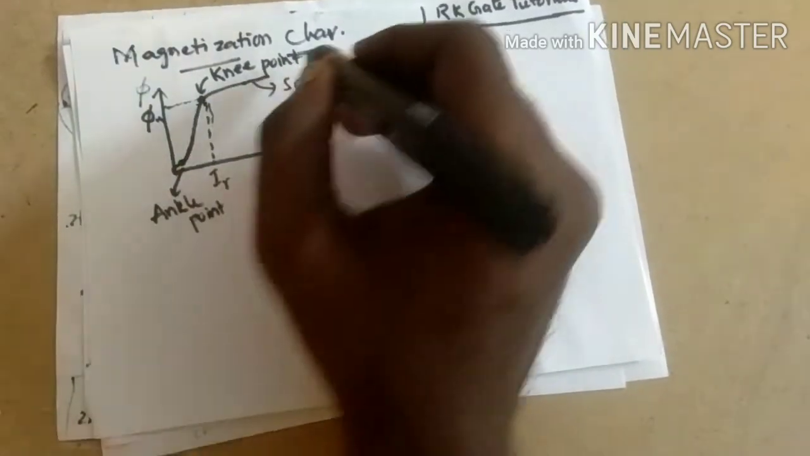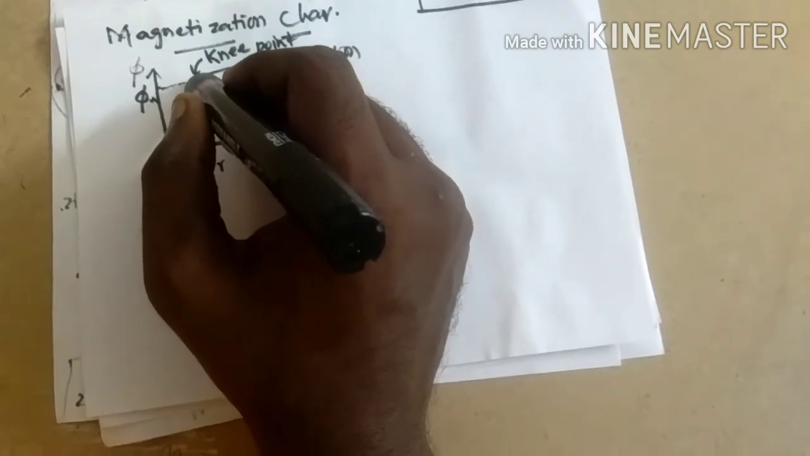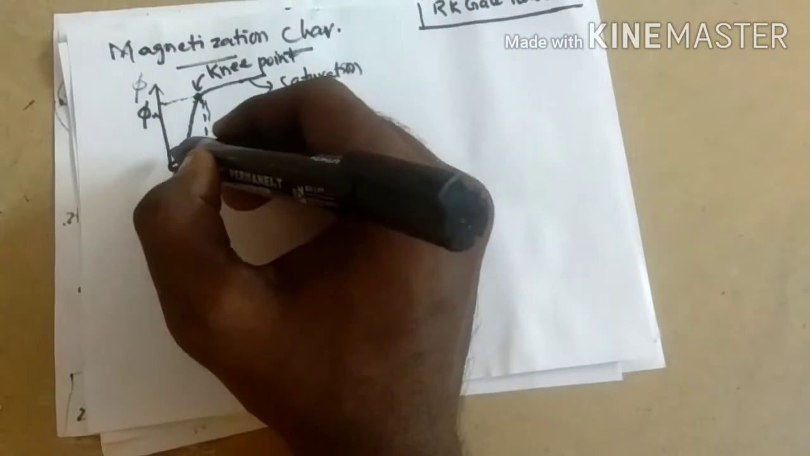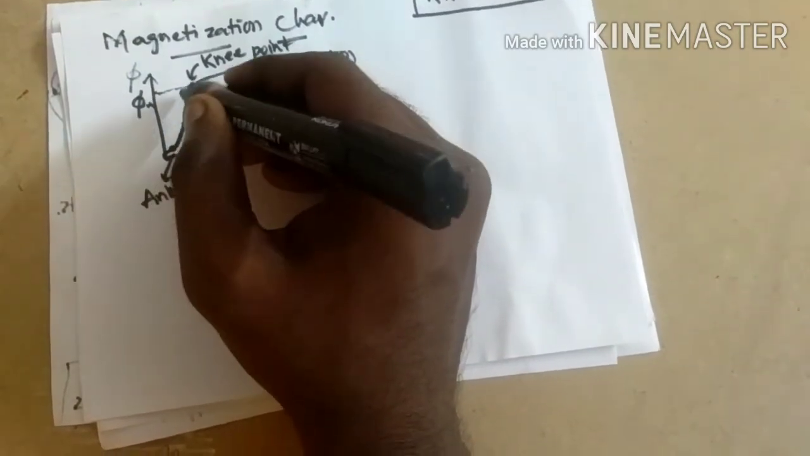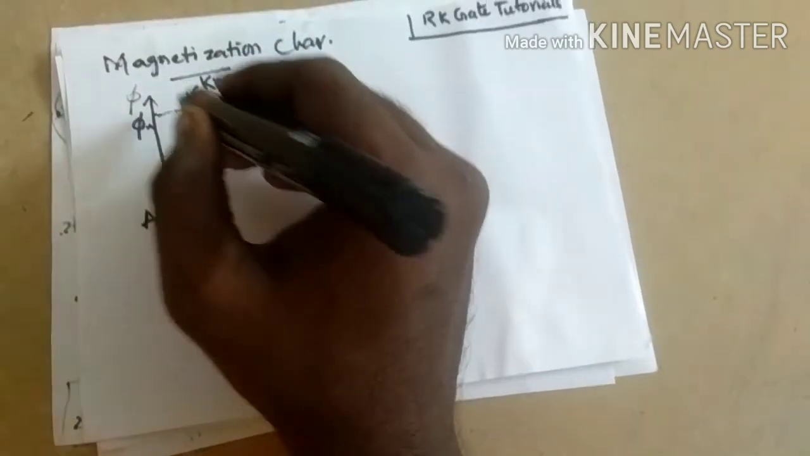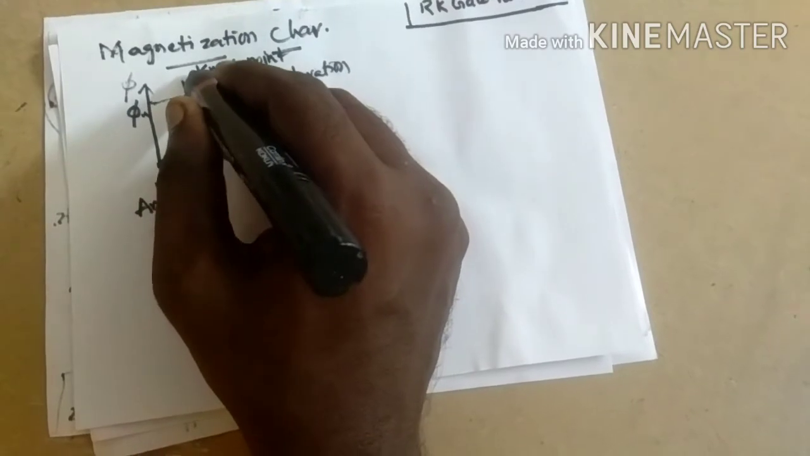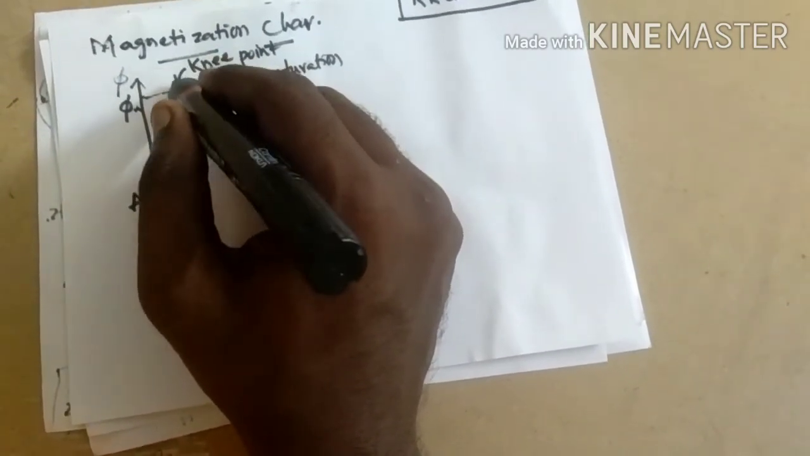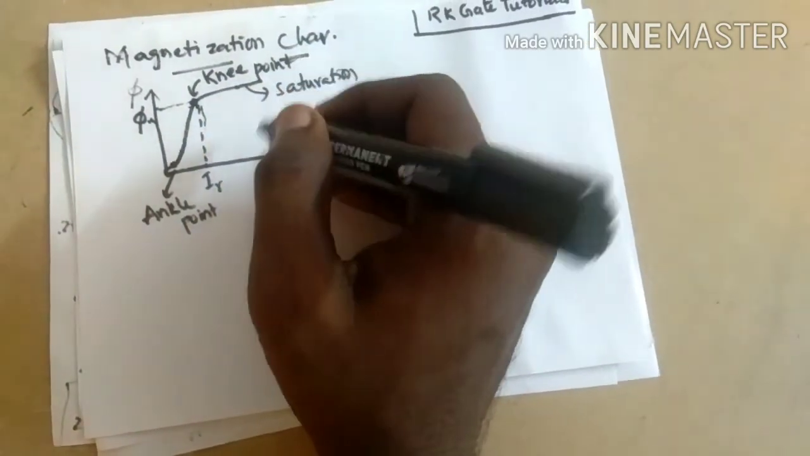Here the most important point is that the measuring CT is to be designed such that it operates at the knee point. Even if the current increases till the knee point, it can measure, no problem. But if you further increase the current, it may get saturated. So it can be operated till here only. The knee point is the operating point of the measuring current transformer.